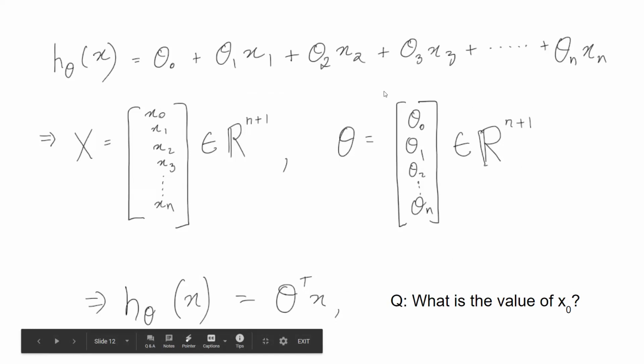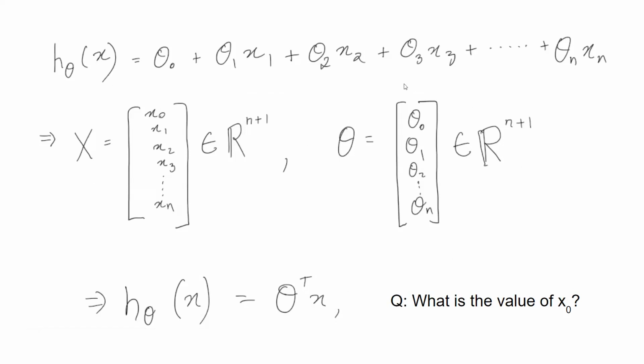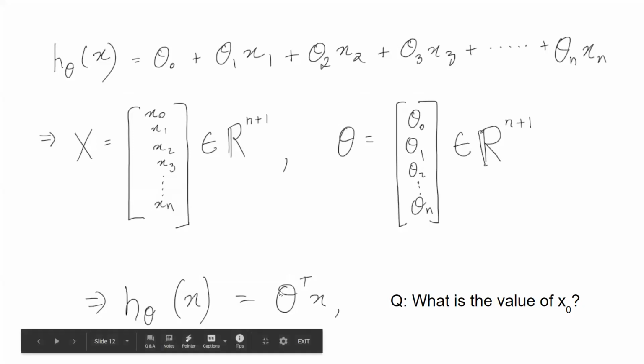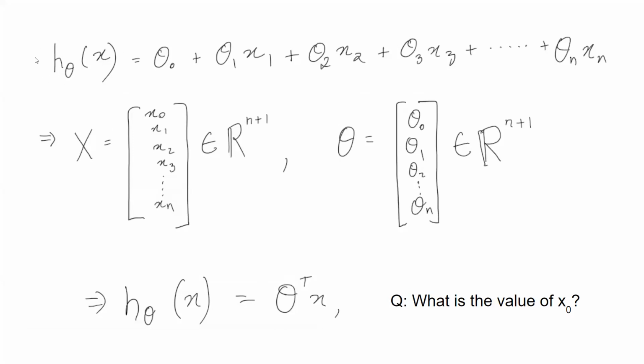If you transpose this and multiply the transpose of this with x, you will get one single value, which is nothing but y. Also, h theta of x is y, because it's a prediction.